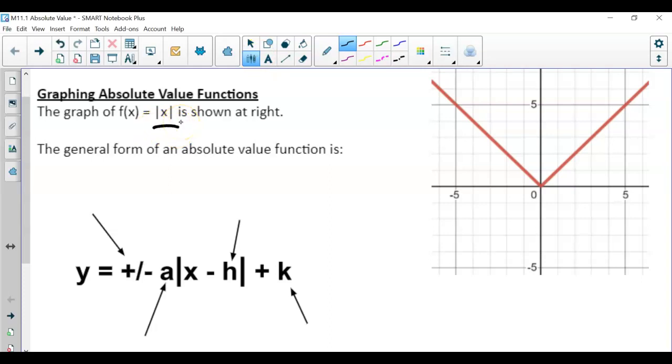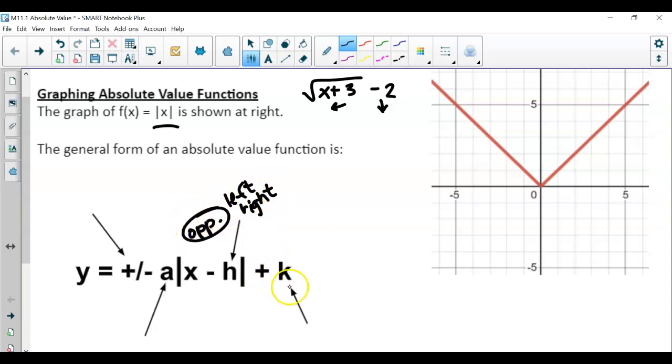Now keep in mind, this is the general form because we could transform it just like when we had our radical equation. Whenever we had the square root of, let's say, x plus 3, then minus 2, the 3 meant that we went 3 to the left, and then we went 2 down. It's the same thing with absolute value. This h inside of our absolute value bars represents our left and right. And just like the radical, we're going to go opposite.